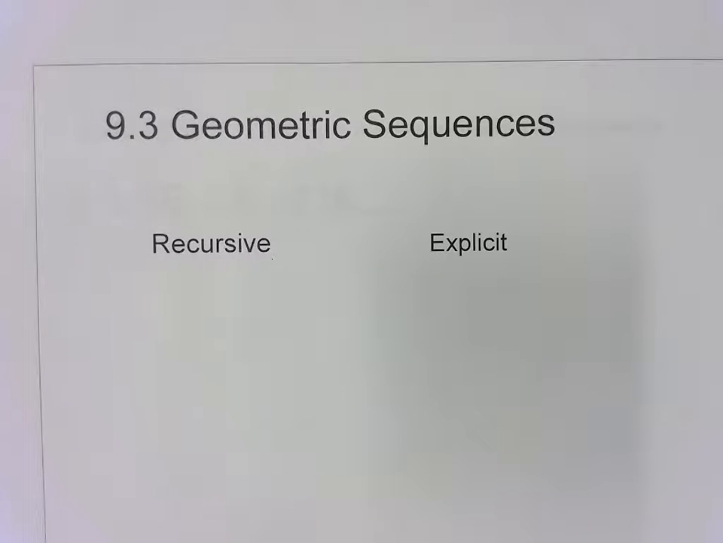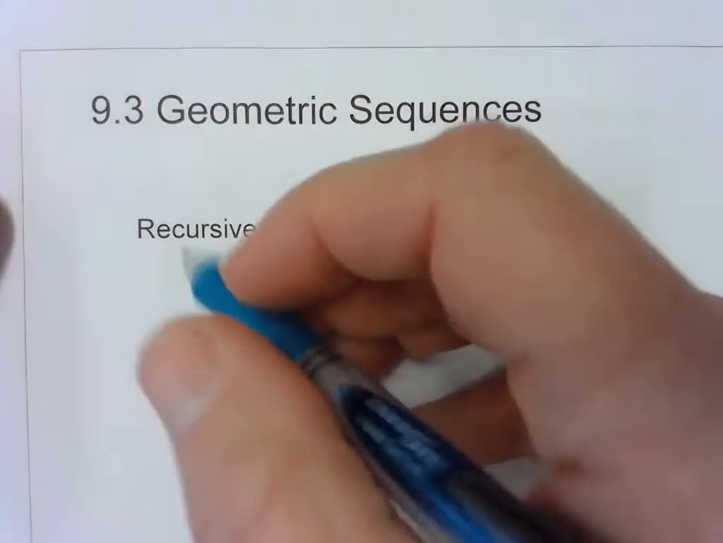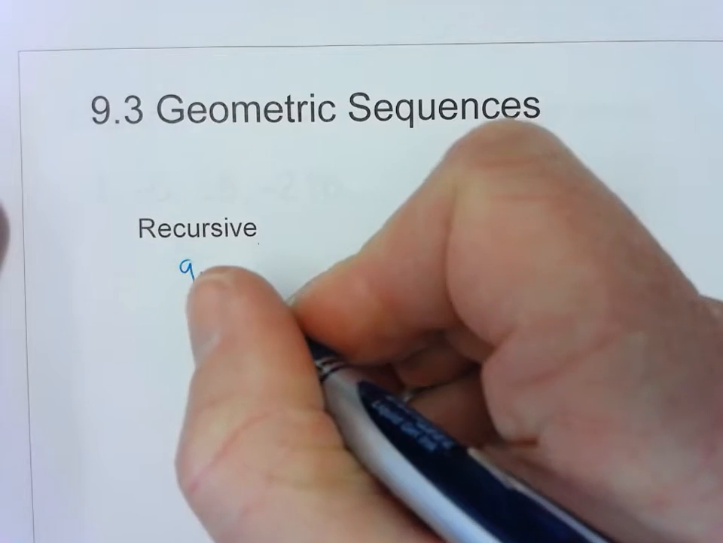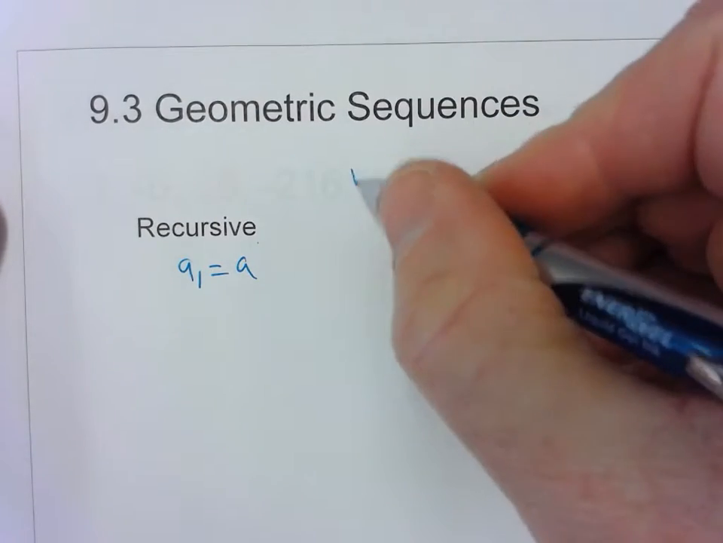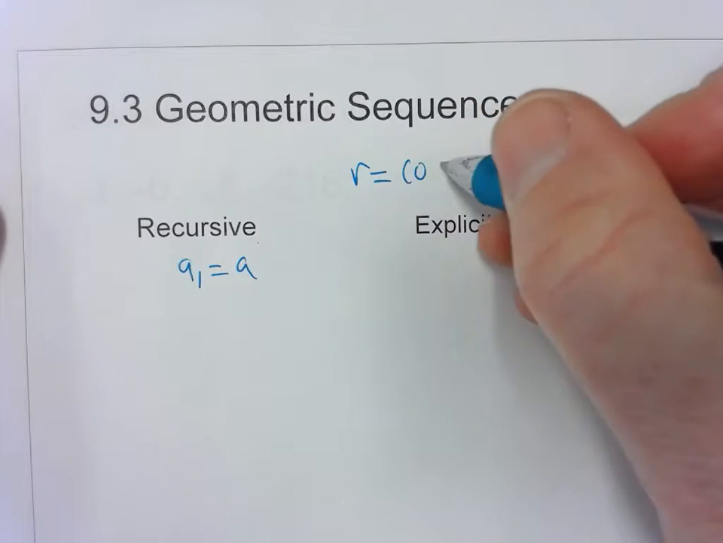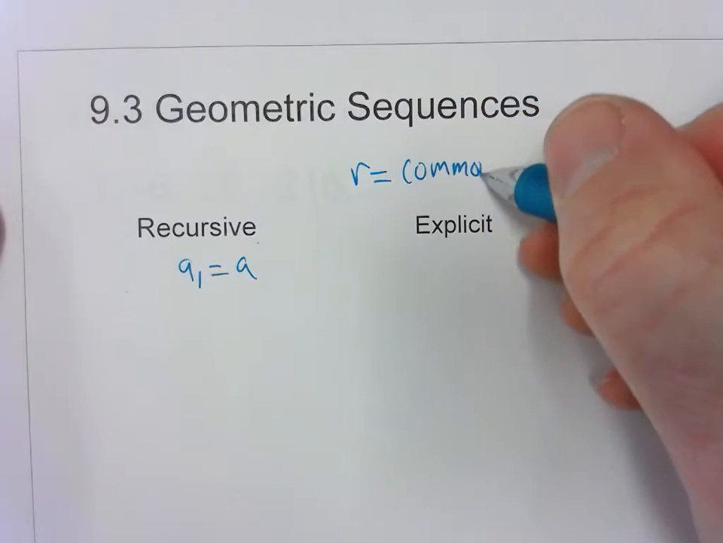All right, now we're going to talk about the geometric sequence where we're multiplying by the same number over and over again. So there's two formulas for this. The recursive formula is the same. We say the first term is equal to something. We have to say what the first term is. And then we multiply by the same number over and over again, and that number is r, which is called the common ratio.